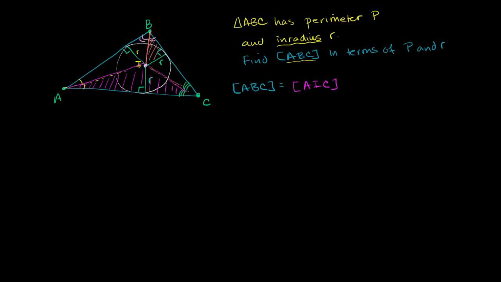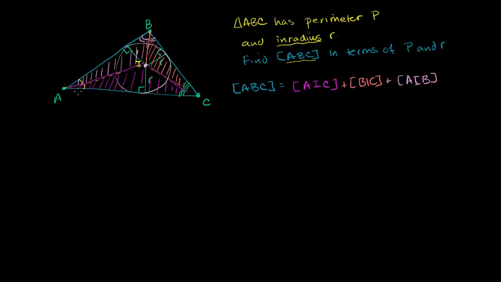So that's this area right over here. And then finally, plus the area, I'll use this pink color, plus the area of AIB. That is the area AIB. If you take the sum of the areas of these three triangles, you've got the area of the larger triangle.